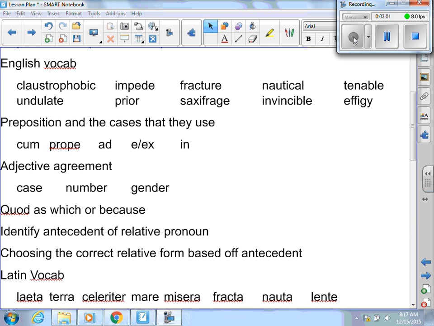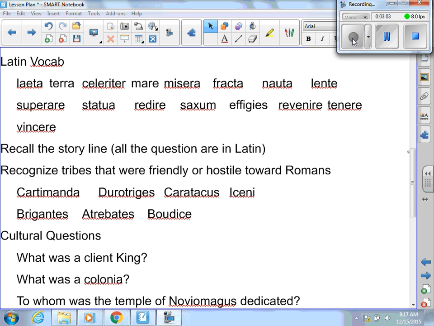Latin vocab. This is a list of Latin words that are going to be used throughout the test, either in the translation or in some other form. Make sure you go through these. I would use the back of your book. Make sure you know what they mean.